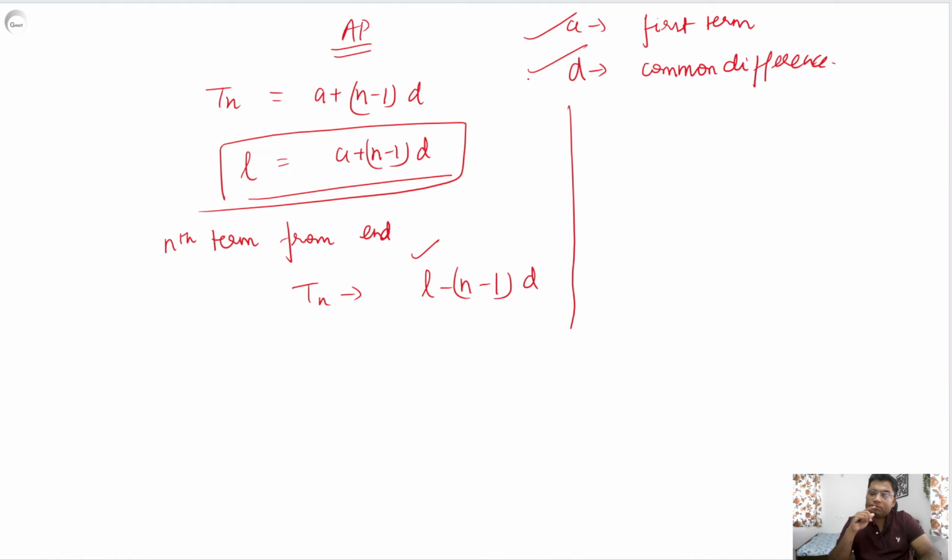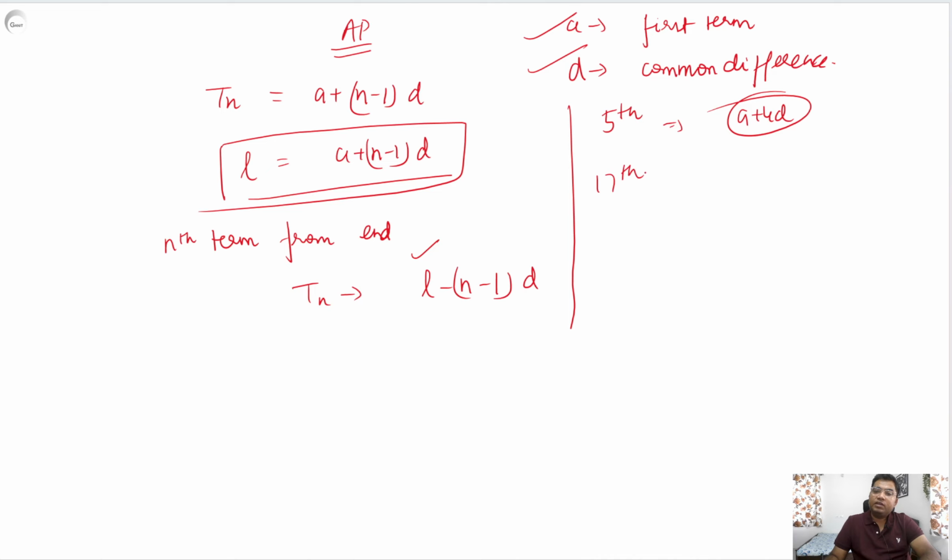Very important thing: in questions, a lot of times they would say the fifth term of an AP, the 17th term of an AP. You will read the question the way it is written, but know at the back of your mind, the moment they say the fifth term of an AP, they are talking about a plus 4d.